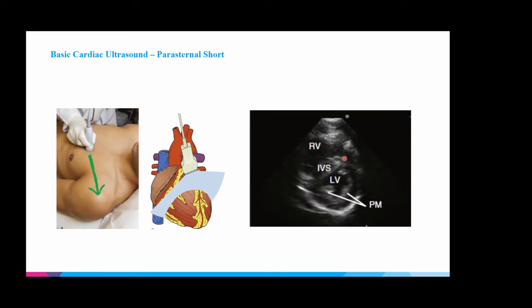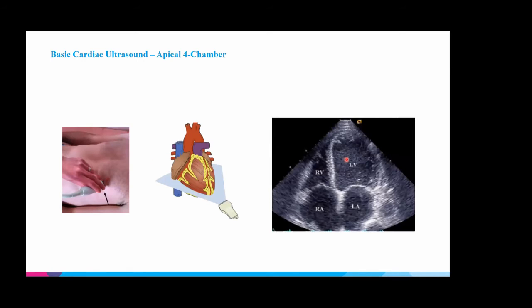All right, so once we do our parasternal views, then we move on to the apical four-chamber. It's called apical four-chamber because we're moving the probe to where we think the apex of the heart is, and then we're angling it up to try and get all four chambers into view.